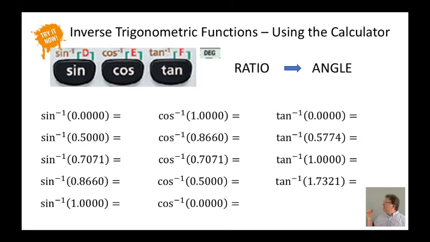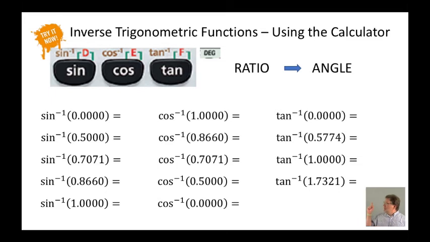Here's an example. Take a look, not at the one in the upper left there, let's go one down and take a look at the inverse sine of 0.5. In this case, we're not entering in an angle measure. We are entering in a ratio of two sides. We're still making use of SOHCAHTOA. For the sine, it's opposite over hypotenuse.